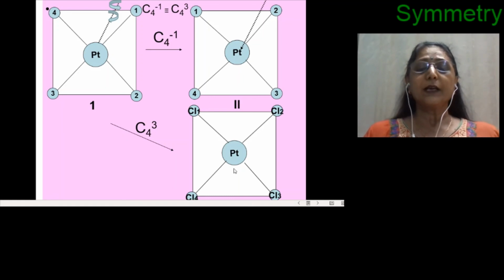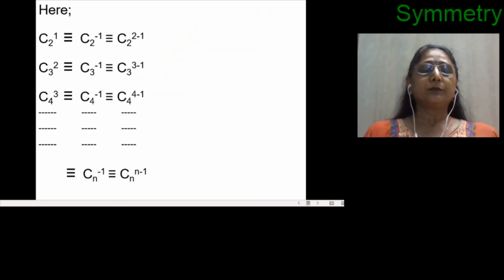So what can we say? With the help of this, we can conclude our answer, as we have considered different molecules. One is C2, here it is C2 inverse. Now I can represent C2 1 as C2 2 minus 1. Why C2 2 minus 1? Because this 2 is the value of the proper axis of rotation. It is n. So I have Cn n minus 1 over here.